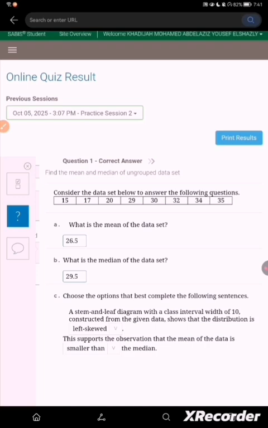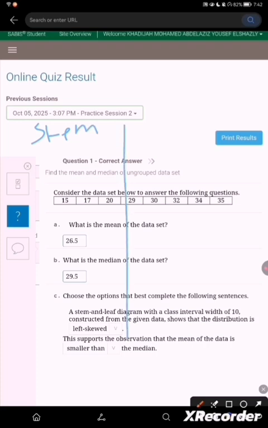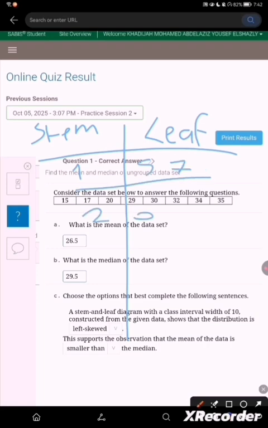But if this was in a written part and they told you to construct a stem and leaf diagram, then you have to construct a stem and leaf diagram to prove your point. Okay? So you're going to do stem, and then leaf. And then you're just going to arrange, you have 1, and then 5 and 7, 2, 0 and 9, 3, 0, 2, 4, and 5.